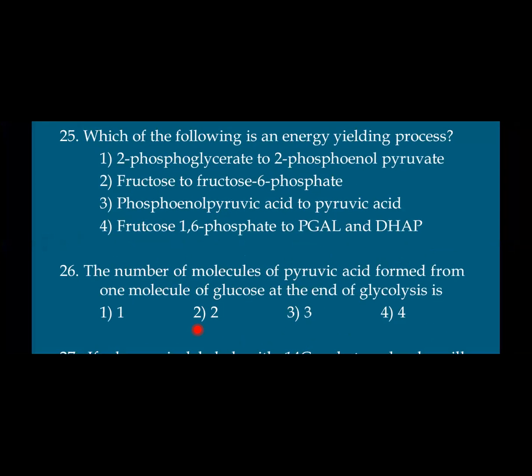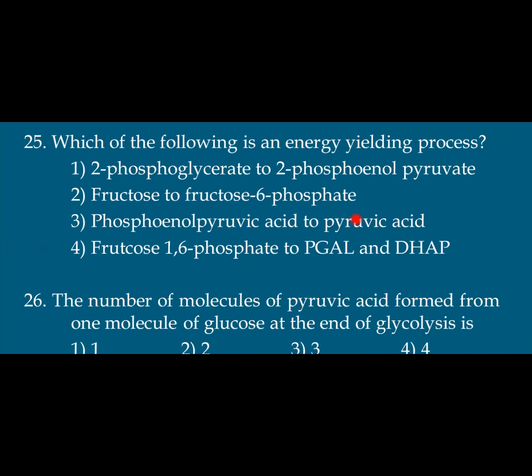Question number 25. Which of the following is an energy yielding process? Very carefully you have to answer this question. Option 1, 2-phosphoglycerate converts to phosphoenol pyruvate. This is not an energy yielding process, because I already said that phosphoenol pyruvate is formed by dehydration.